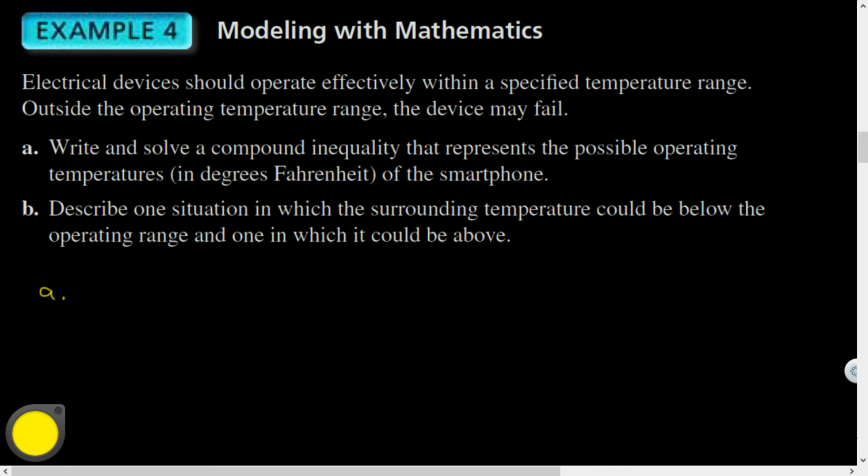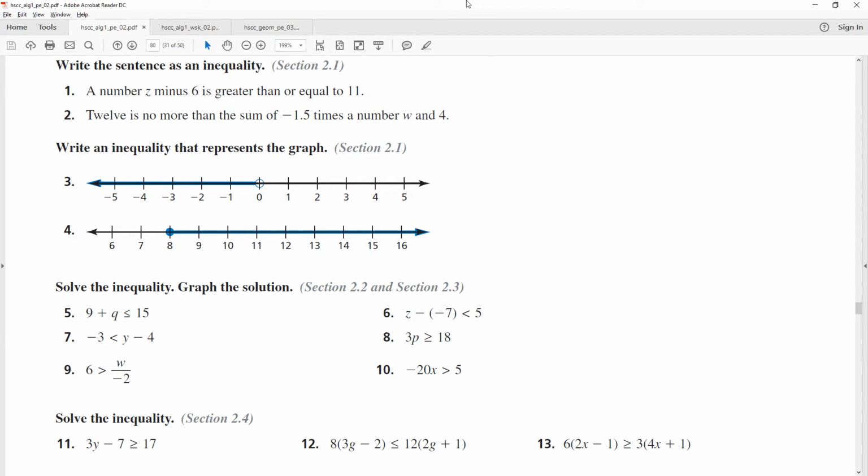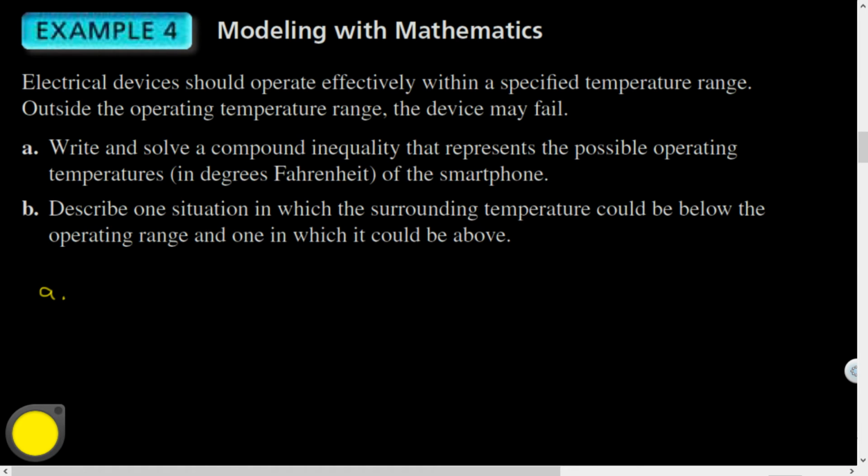Uh-oh, guys, I think I messed up here. I didn't copy the picture of the graph of the smartphone. Okay, but I've got that information. They told us the additional information was that it can operate between 0 degrees Celsius and 35 degrees Celsius. Okay? 0 and 35 Celsius.